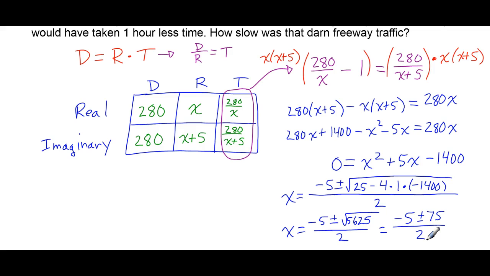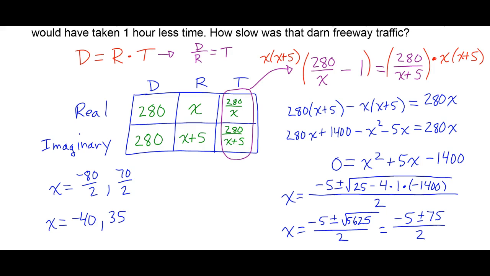Now let's continue. So, next, since there's no root here at all, we got to work out what the two answers are. One of them is negative 5 minus 75, so negative 80 over 2. And the other one is negative 5 plus 75, which is 70 over 2. So we've got two answers, negative 40 and positive 35. Oh, wait, no, that's not our answer. This is a word problem. And this is something you should always do in every word problem. When you think you're done, pause for a second, take a look, and see, did you actually answer the question? And we have not yet answered the question. The question was, how slow was the darn freeway traffic?